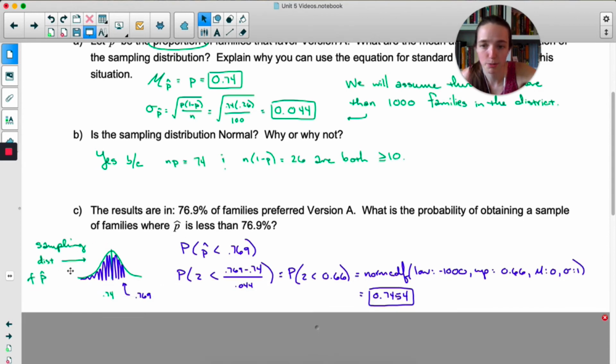Here's the sampling distribution of p hat. The mean is 0.74. 0.769 is quite a bit above the mean, and we want the probability of getting something less than that p hat. So picture first, then I wrote it out in symbols: the probability that p hat is less than 0.769. Then converted to a z-score, used norm CDF. The probability of that happening is 74%. So there's a pretty good chance that they get a p hat that's less than 76.9.